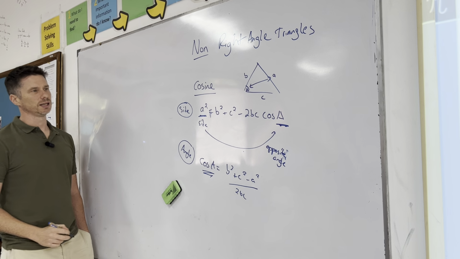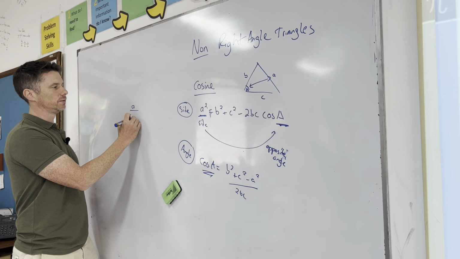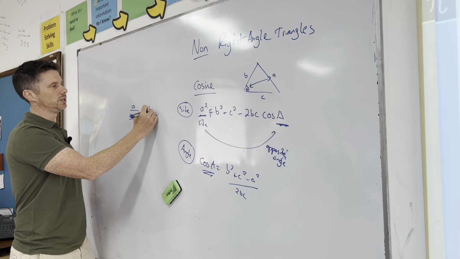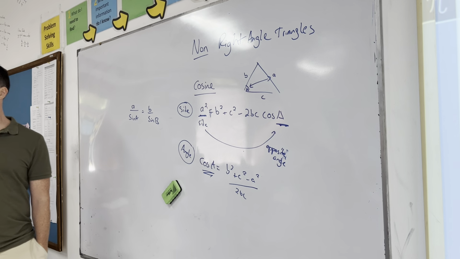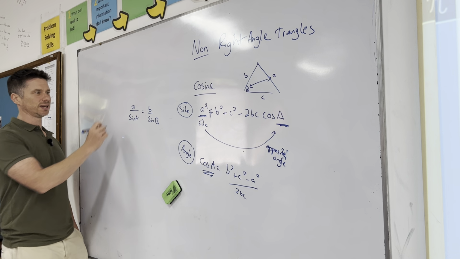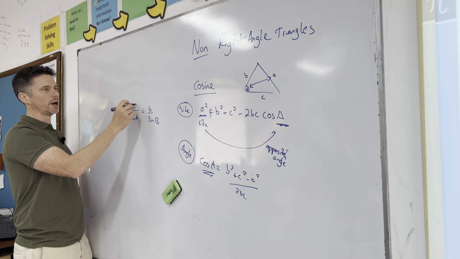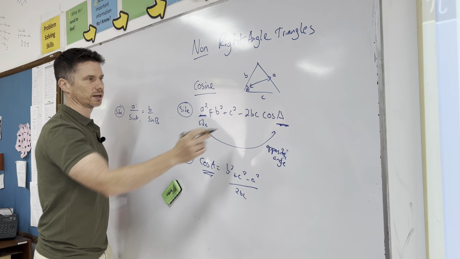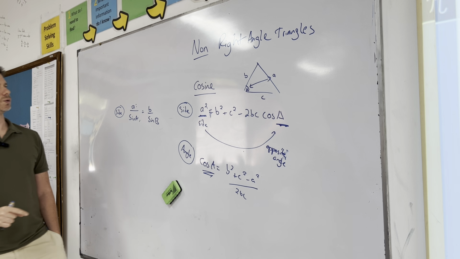Sine rule is a little bit less complicated, I think. It is just a over the sine of a is equal to b over the sine of b. We use it this way around if we want to find the side. Once again, these two must be opposites, the same as this. The side and the opposite angle are buddies. So a and sine a.